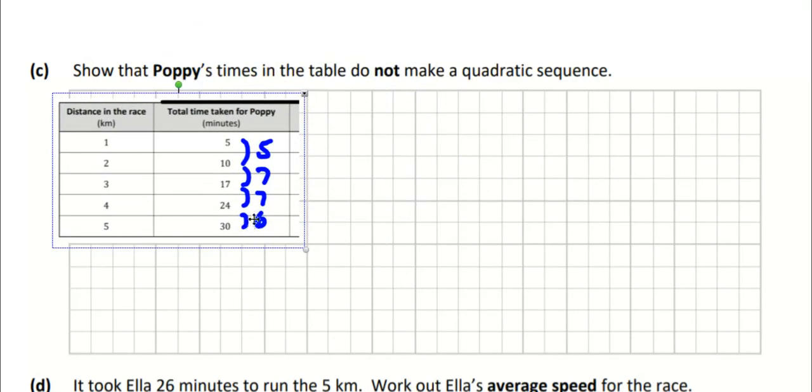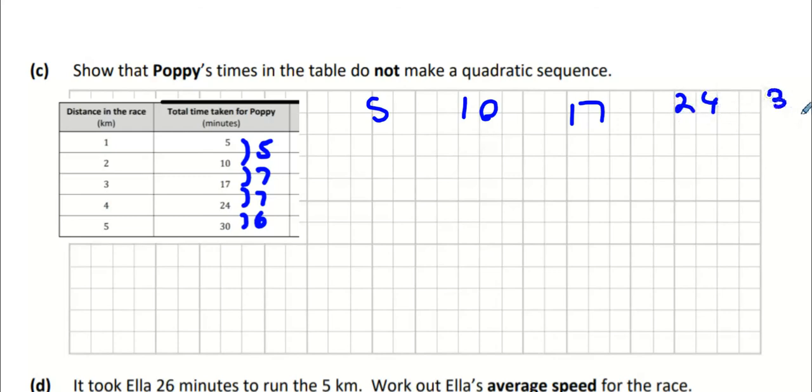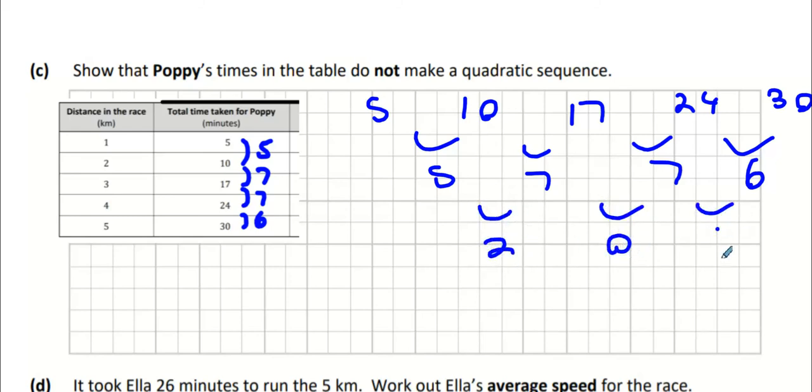So written up here are her times: 5, 10, 17, 24 and 30. Okay, and then we have a gap of 5, 7, 7 and 6. We can see the first differences aren't the same, and then we can see that the second differences are also not the same. So therefore this does not qualify for a quadratic. Second differences are not constants, so it's not a quadratic series.